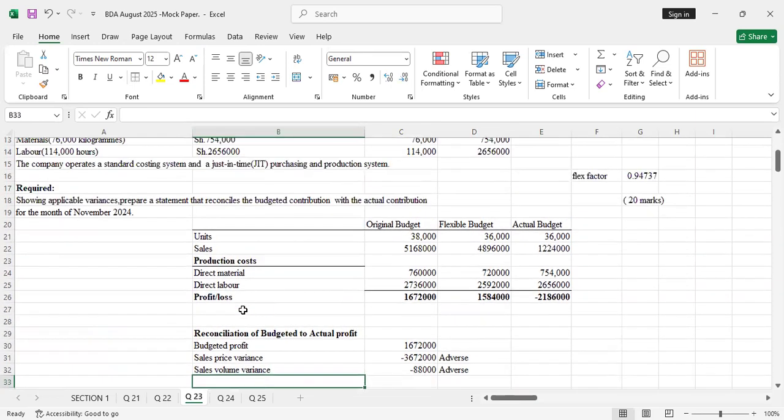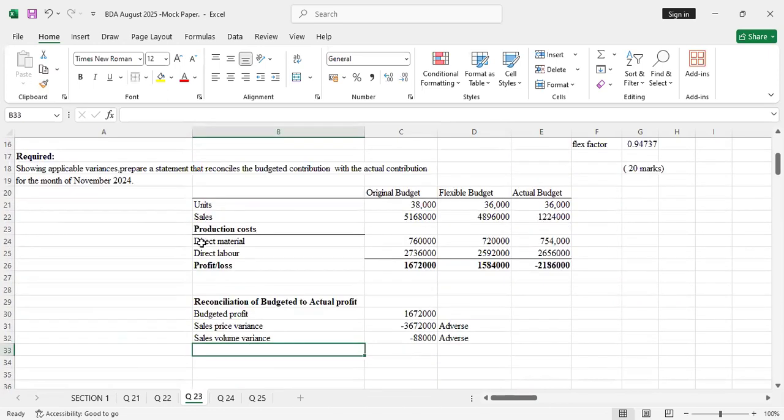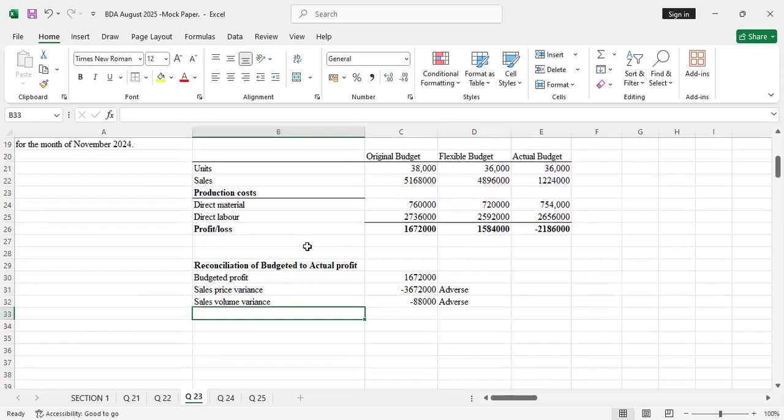Okay, so for sales, we can only do two: sales price and sales volume variance. So we go to another item, which is direct material. We'll start with what we call the material price variance. And what is the formula for the material price variance? The formula is always the standard price minus actual price, multiplied by the actual quantity of material.